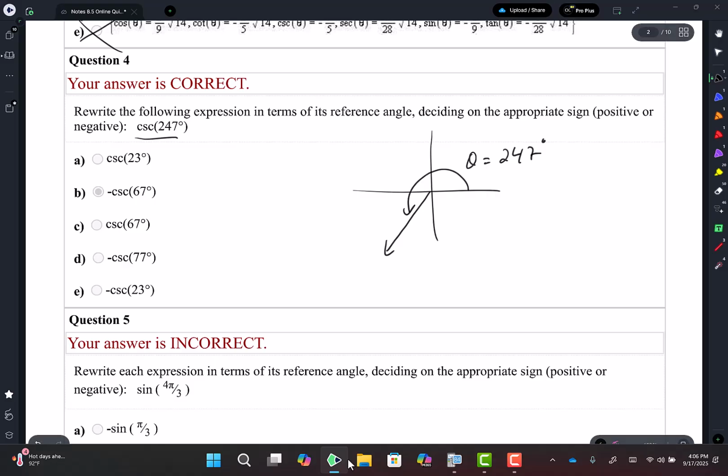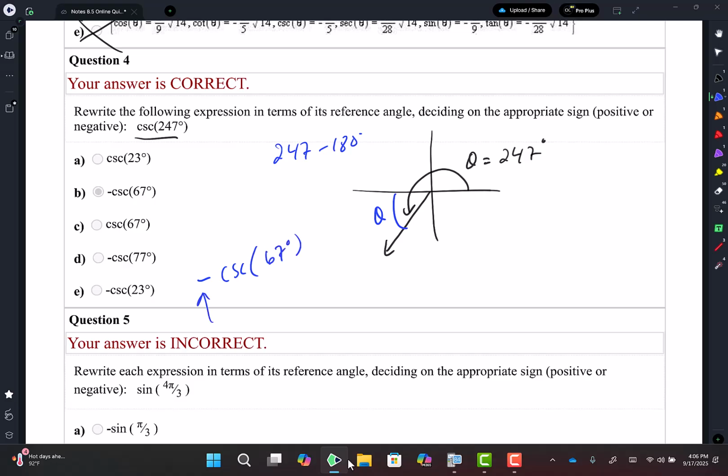So I'm going to use the reference angle. Here's my reference. I'm going to put a negative cosecant, CSC, and I need that reference angle. So how do I get it? 247 minus 180. So let's see, 47, 57, 67. So that's 67 degrees. So there it is.